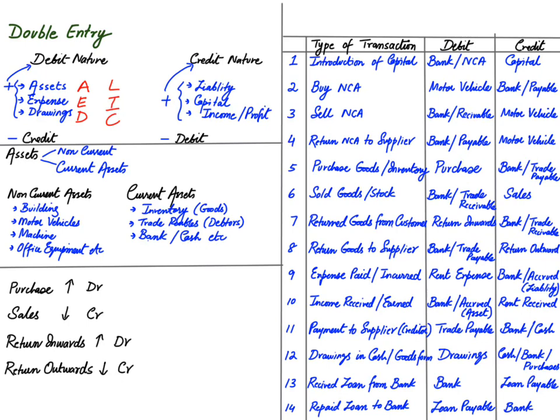Similarly, LIC, which I have named Life Insurance Company. L for liability, I for income and C for capital. Liability, income and capital, LIC, Life Insurance Company, is always credit. Why is LIC credit? Liability, income and capital always increase on credit. So AED always increases on debit, and LIC, Life Insurance Company, always increases on credit, and vice versa.